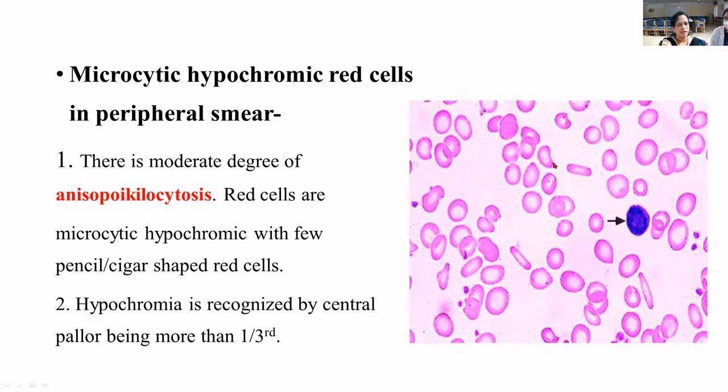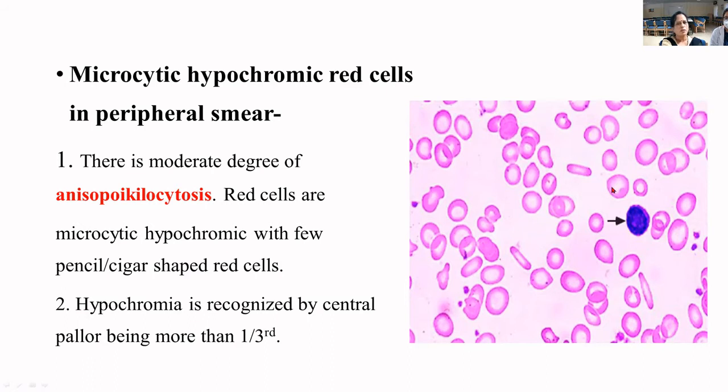So the red cells are microcytic. Let us take the small lymphocyte as a reference standard and compare the cells there. Many are of this size and some are decreased. So they are microcytic hypochromic, otherwise these are normocytic hypochromic. And some cells are like this, so we call them pencil shaped or cigar shaped cells.